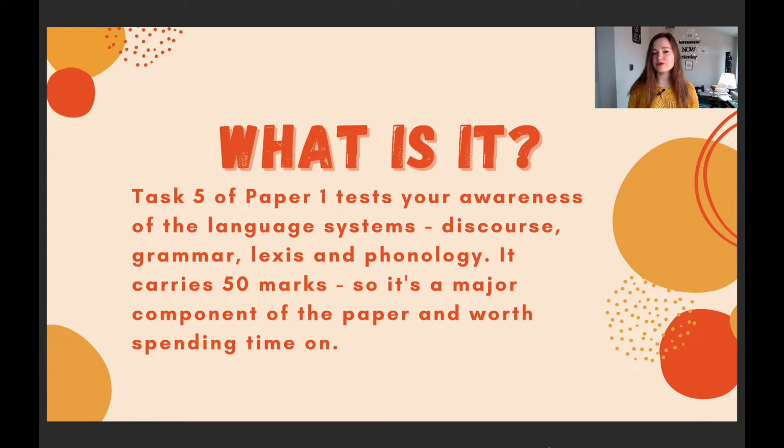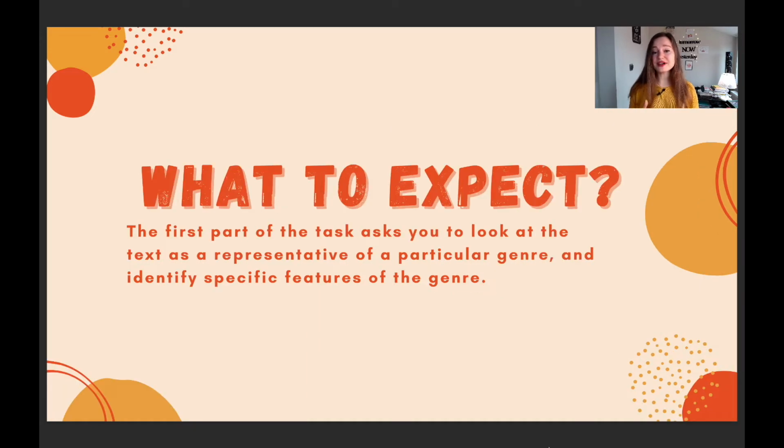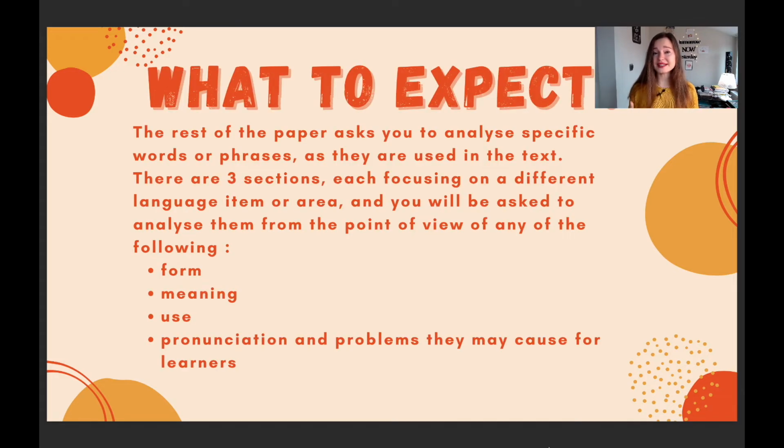So Task 5 of Paper 1 tests your awareness of the language systems: discourse, grammar, lexis and phonology. It carries 50 marks, so it's a major component of the paper and worth spending time on. First of all, the first part of the task asks you to look at the text as a representative of a particular genre and identify specific features of the genre. The rest of the paper asks you to analyze specific words or phrases as they are used in the text.